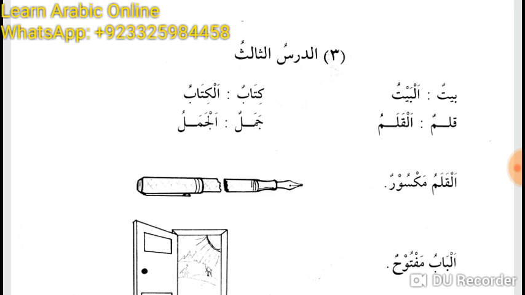Ad-Darsu Ath-Thalith, the third lesson. Bayt, house. Al-Bayt, the house. Kitab, book. Al-Kitab, the book. Kalamun, Al-Kalam, pen, the pen. Jamalun, Al-Jamalu, a camel, the camel.